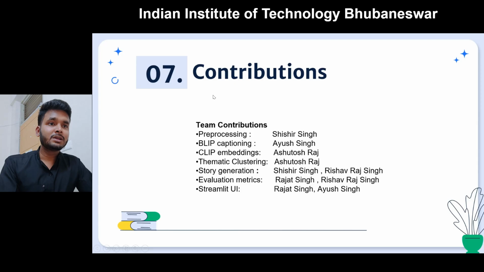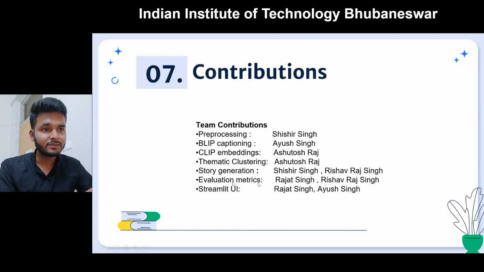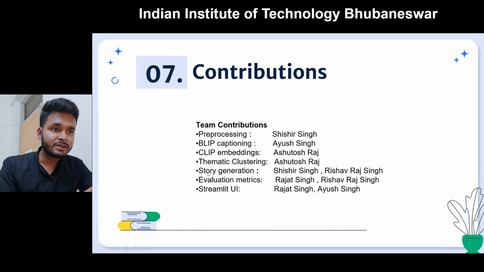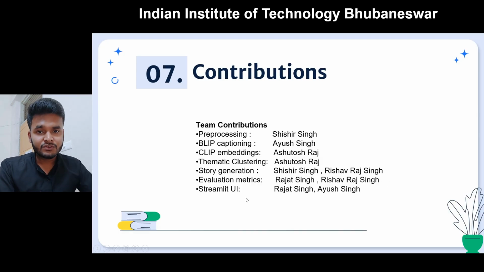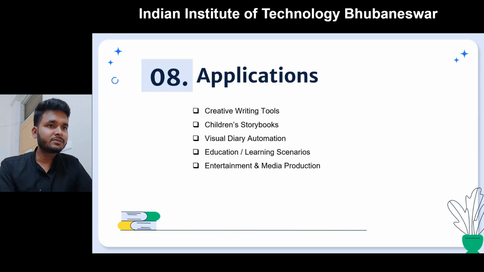And these are the contributions of my team members. The processing is done by me, the BLIP model captioning is done by Ayushka, CLIP embedding is done by Astos Raj, and the thematic clustering is also done by Astos Raj. The story generation models are done by me and Rishabh Singh, the evaluation metrics are done by Rajat Singh in collaboration with Rishabh Singh, and the Streamlit UI is done by Rajat Singh and Ayushka. These are the collaboration and contribution of my team members.